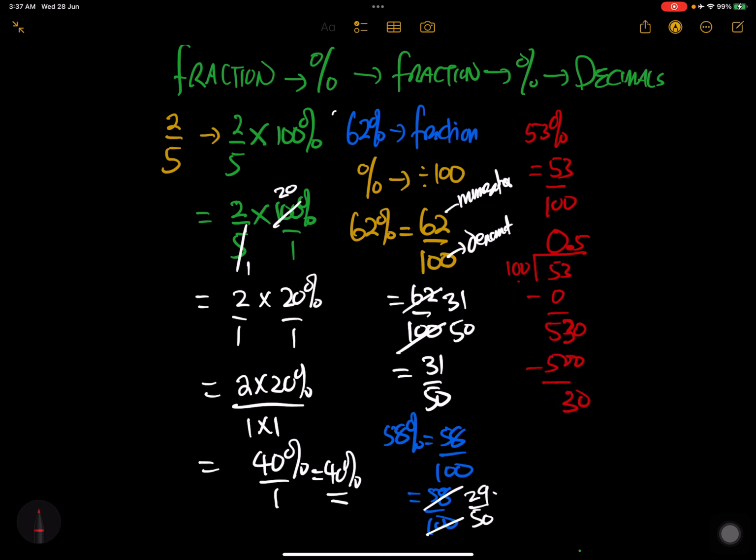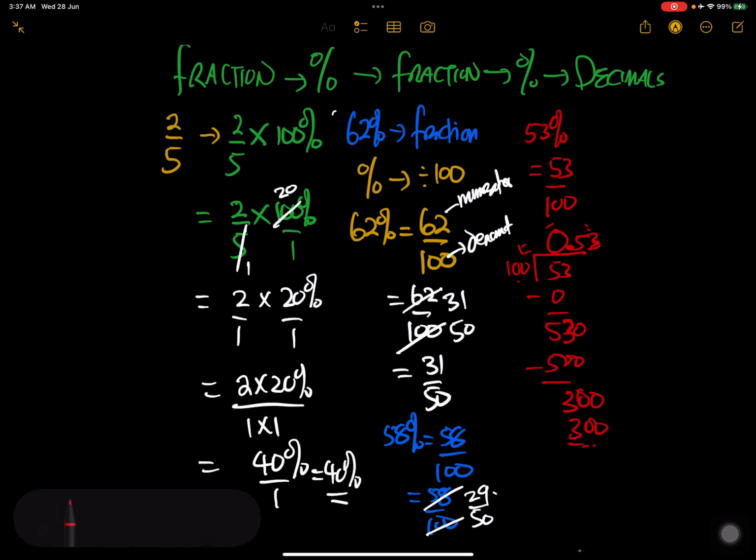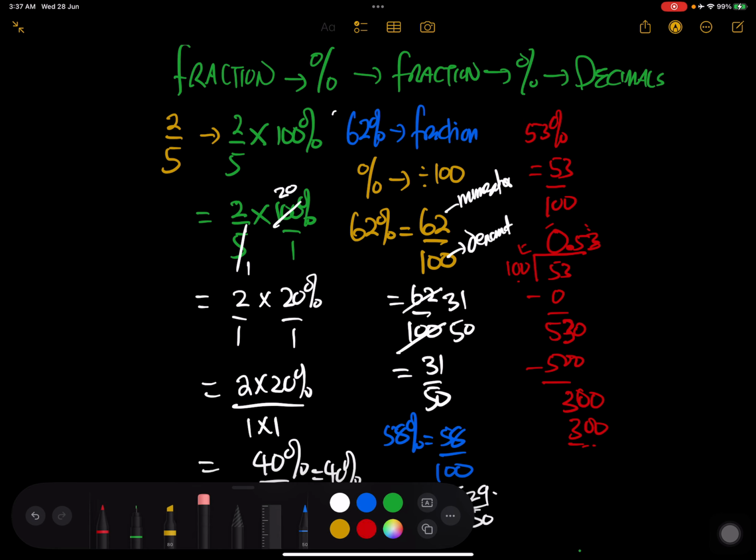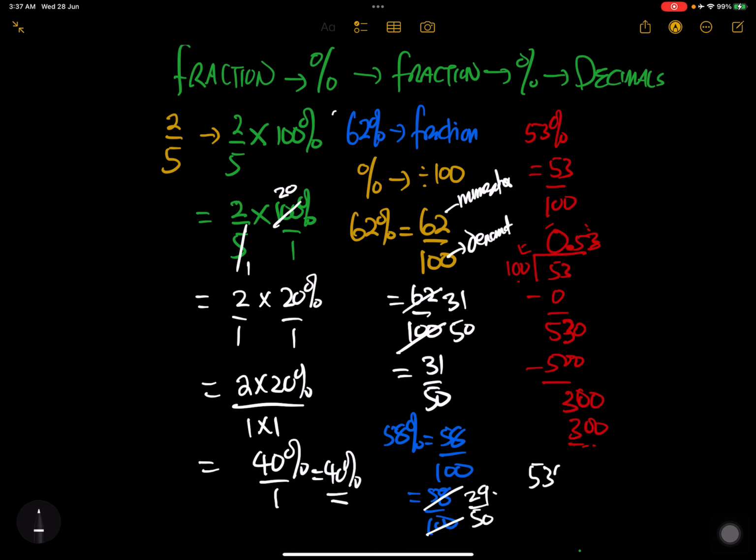100 cannot go into 30, so we add 0. We don't put a dot anymore because we have a decimal point on top. And 100 will go into 300 3 times, and 3 times 100 gives you 300. So we now finally have our 53% being equal to 0.53.